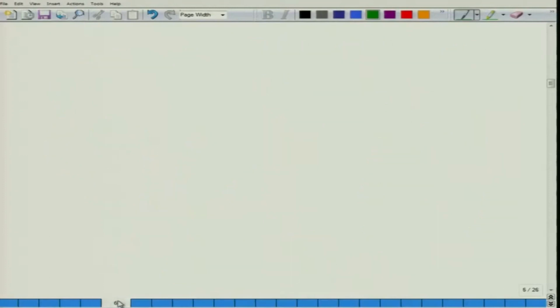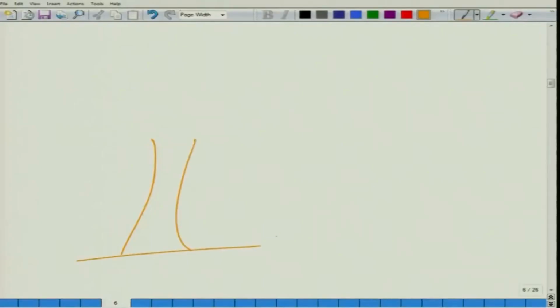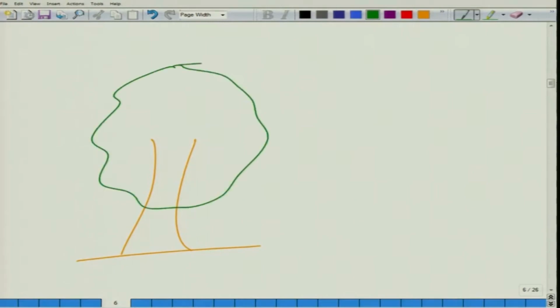So, how do we measure this ratio? First of all, we establish the live crown top, which is the live foliage nearest to the top of the tree, and here we do not include any dieback or dead branches. So, the first thing that we need to figure out is, in the case of a tree, which is the live crown top, the position that we will call the top.